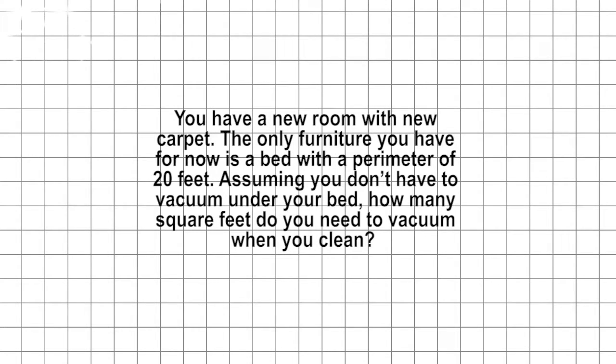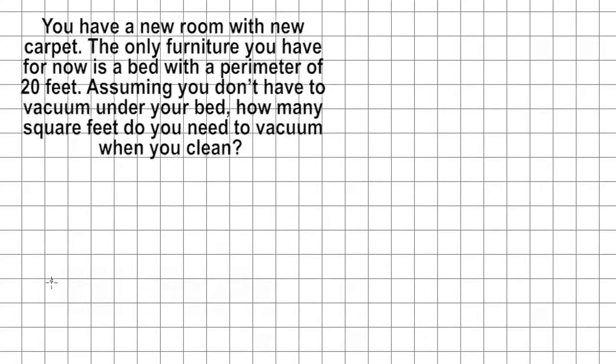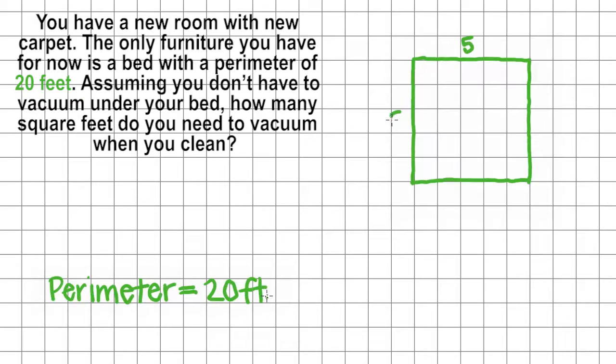The great part of math strategies is there are a variety of ways to come to an answer. First, we are given the perimeter of 20 feet for the bed. This is the distance around the bed. I then can brainstorm possible solutions for bed dimensions. If I make two sides 5 feet, that totals 10 feet. In order for the perimeter to equal 20 feet, the other sides would have to be 5 feet as well.